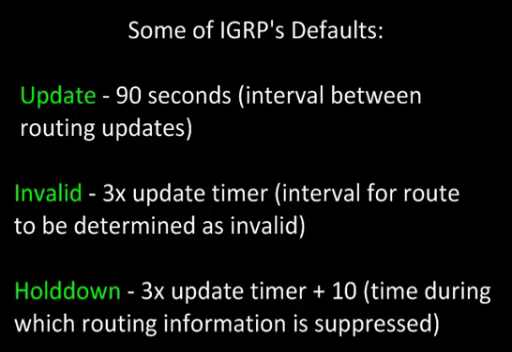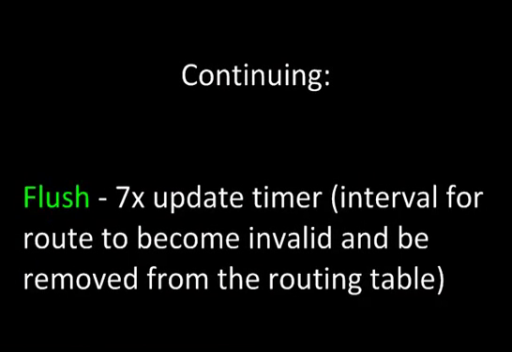Some of IGRP's default timers include update, which is every 90 seconds and it's the interval between routing updates, invalid, which is 3 times the update timer, and that's the interval for a route to be determined as invalid, and hold down, which is 3 times the update timer plus 10, and that's the time during which routing information is suppressed. Finally, there's a flush timer, and that's 7 times the update timer, and it's the interval for a route to become invalid and be removed from the routing table.